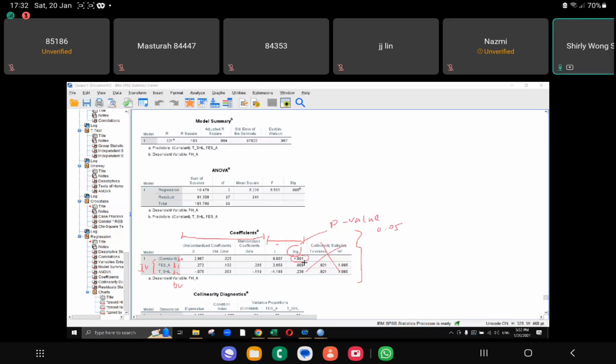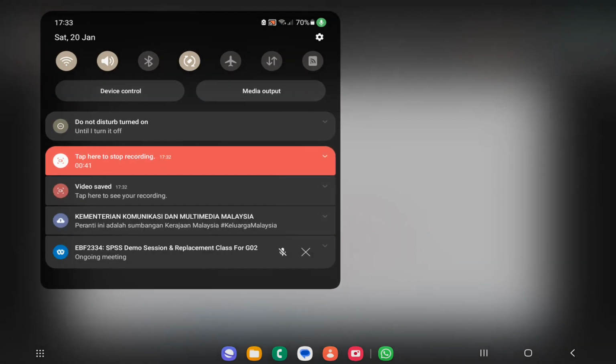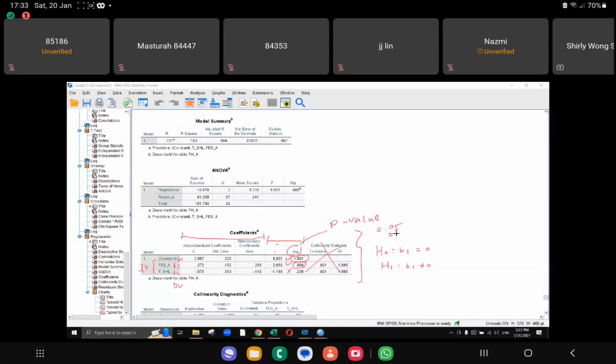So the null hypothesis will be beta 1 equal to 0. Alternative will be beta 1 not equal to 0. So you have 2x. So this is for FES. Then you have another one for the sexual health literacy. Then it will be beta 2 equal to 0. Alternative will be beta 2 not equal to 0.